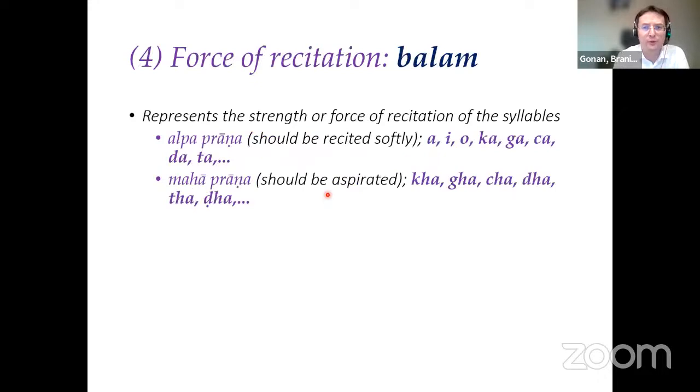Now, rule number 4, force of recitation or balam. Also, I mentioned that. So unvoiced or voiced or aspirated or unaspirated. So alpaprana are those unvoiced, unaspirated: Ka, Ga, Cha, Da, Ta. But mahaprana sounds are those who are voiced or aspirated: Kha, Gha, Cha, Dha, Tha, Dha. Right?